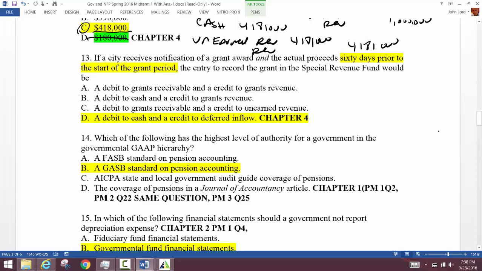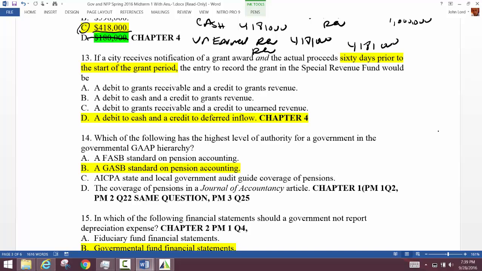A city receives notification of a grant award and the actual proceeds 60 days prior to the start of the grant period. The entry recorded for the grant in the special revenue fund is debit to cash and what? Credit to deferred inflow, because there is a time requirement. There's no eligibility requirement, but there is a time requirement, isn't there?